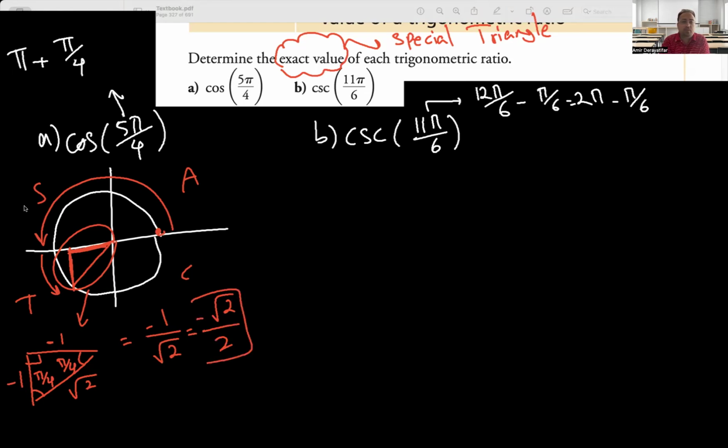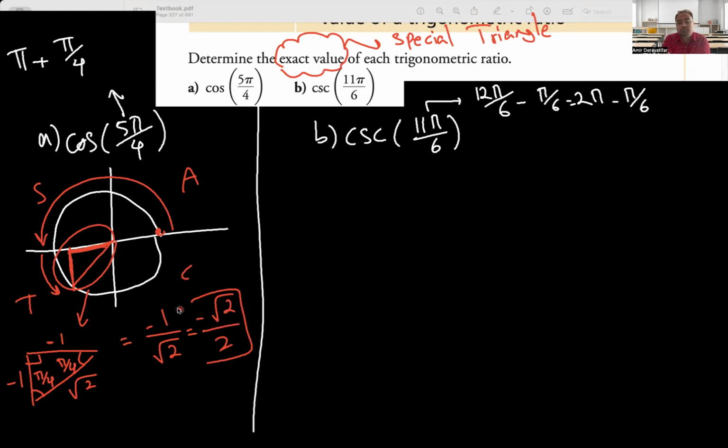Cool. For part B. Wait, yep. Which one would you do, -1 over √2 or -√2 over 2? Same thing, but the more rationalized one would be -√2 over 2. But if you write it as -1 over √2, that's not wrong. That's the same thing, right?